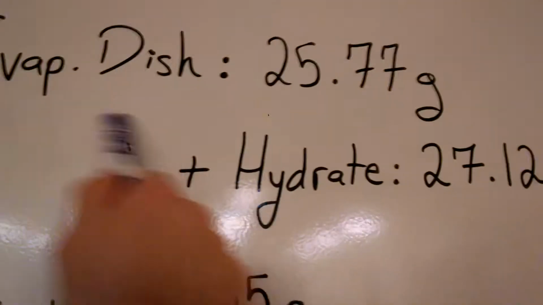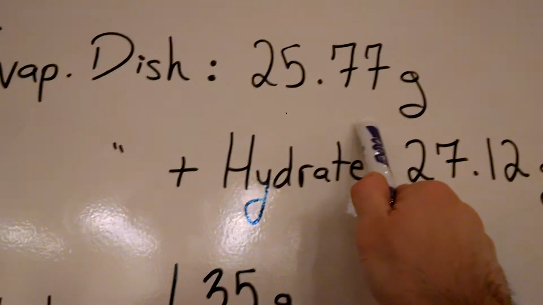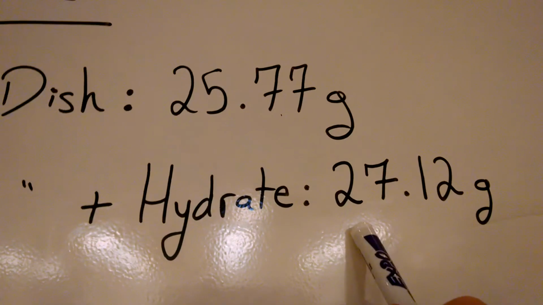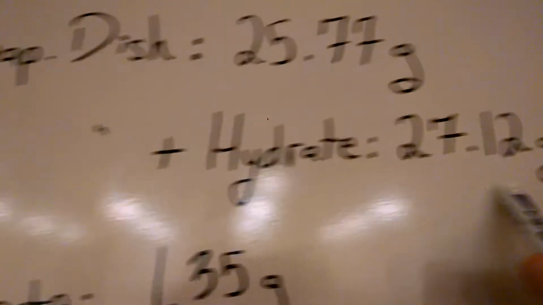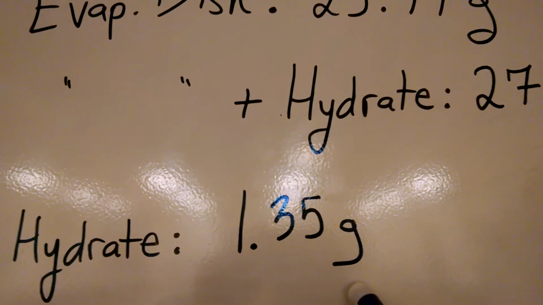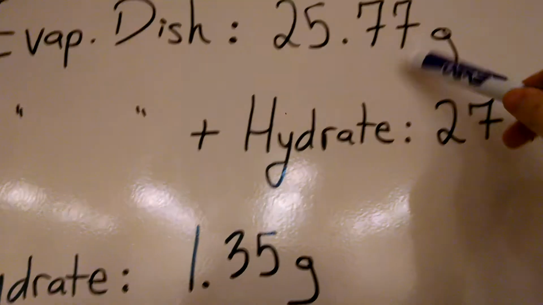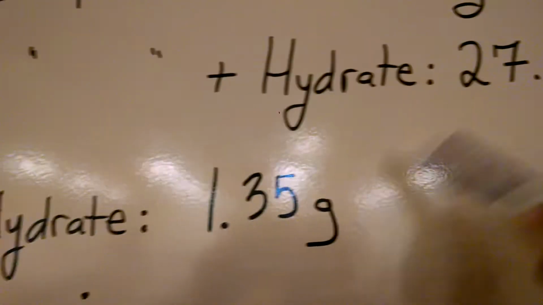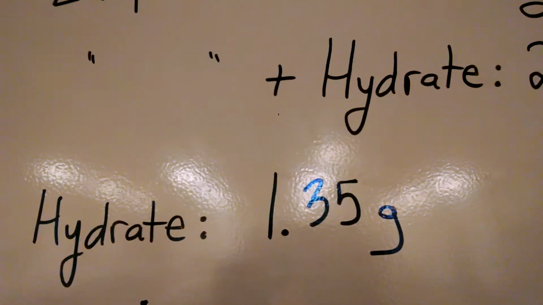So you can't just heat up the pure solid. You have to actually put it in something. So we're going to put it in an evaporating dish. Let's say that's the mass of the dish. Then I plop the hydrate in. All right, and afterwards we get 27.12. Using some quick subtraction, we figure out the hydrate mass is 1.35 grams. Just from subtracting the dish from the dish and the hydrate, we get 1.35 grams.